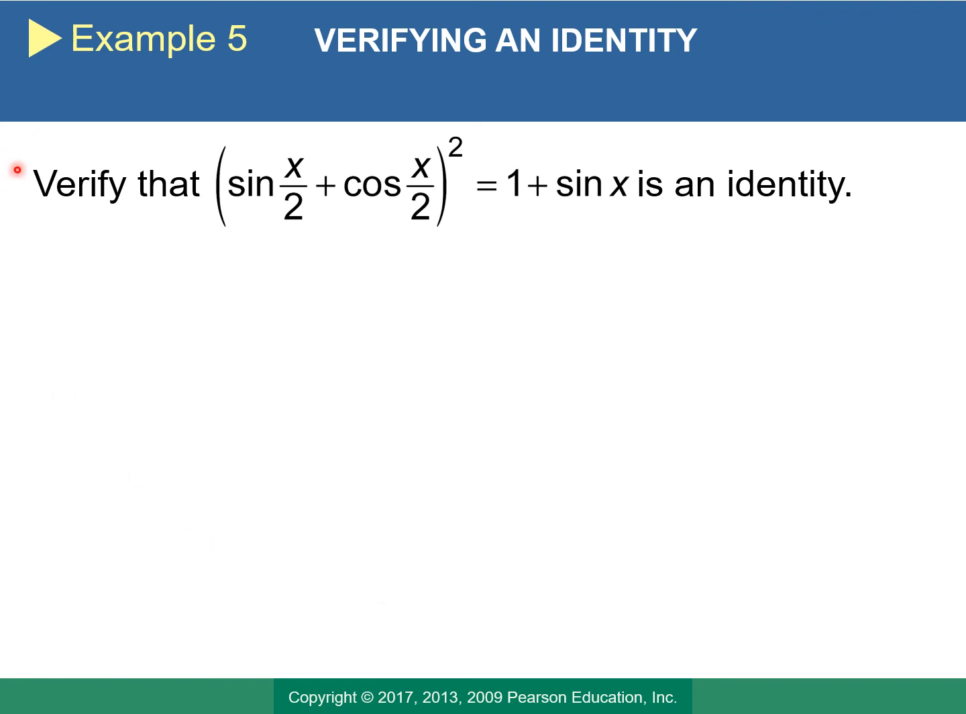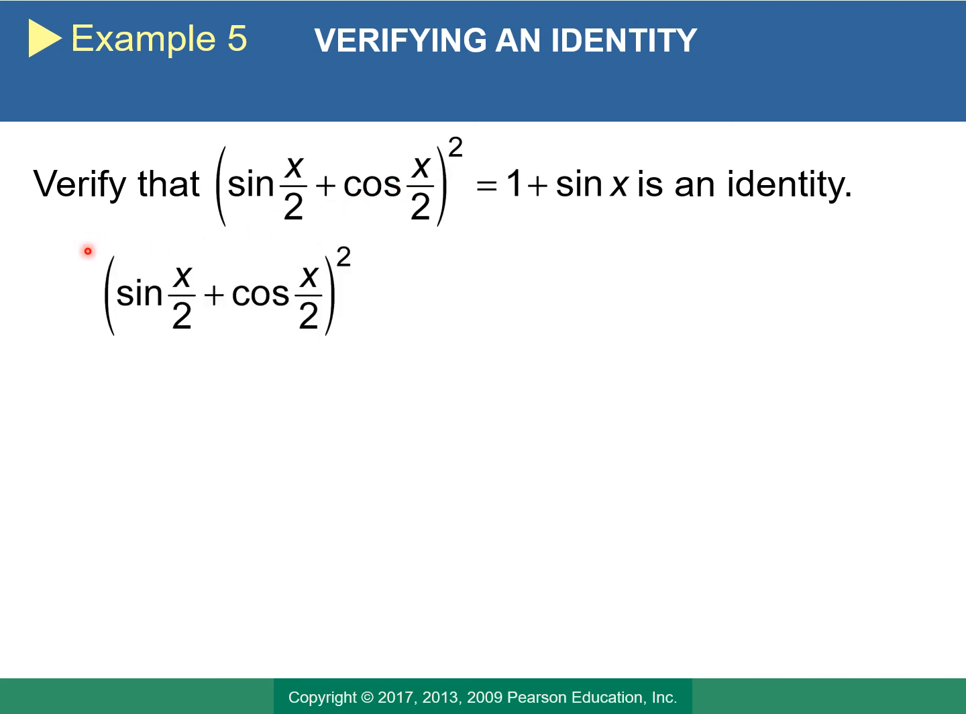So in this last example, we're going to verify this identity. And with any identity, you want to work with the more complicated side usually to start. It just makes it easier because you have more to work with. So for us, that will look like the left side. So notice what you have on the left side. You actually have a binomial. You have two terms getting added here, and then the quantity is being squared.